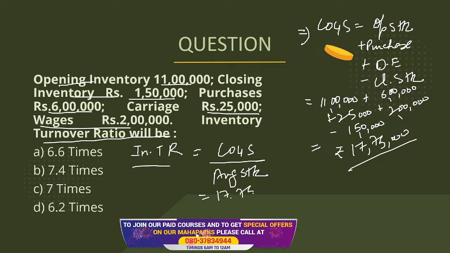What is our average stock? Average stock is going to be opening 11 lakh plus closing 1,50,000 divided by 2. It is 6,25,000. So what's going to be the answer? 17,75,000 divided by 6,25,000 is equal to 2.84.